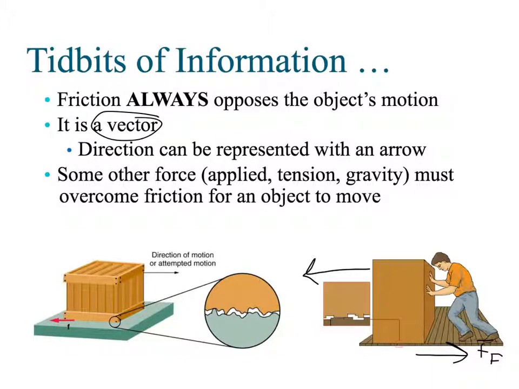But also, something must overcome friction in order for the object to move, whether that's an applied force, which we would say is Fa, or a force of tension like a rope, which we'd say is Ft, or the force of gravity, which is Fg. One of those things or other forces have to overcome friction in order for it to move.